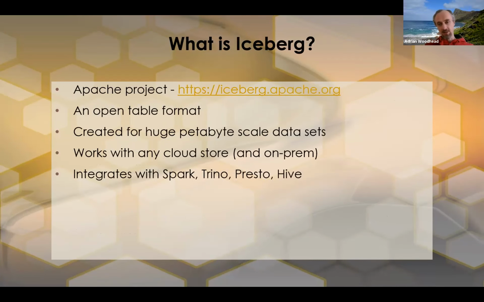So Iceberg is a technology which has come along to solve many of those issues. I'll go through quickly what Iceberg is and some of the features it has, but this won't be an exhaustive introduction to Iceberg. There's plenty of material out there and people much more qualified than I am to talk about it. But at a very high level, it's an Apache project. It's an open table format. It was originally created at Netflix for managing huge petabyte scale data sets. It works with any cloud store. You can also use it on-prem with HDFS. And it integrates pretty well with Spark, Trino, Presto, and Hive.